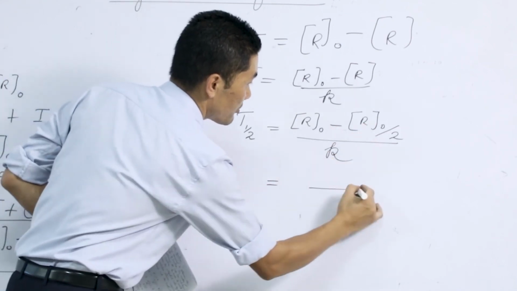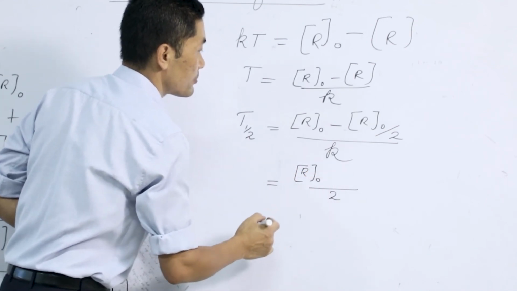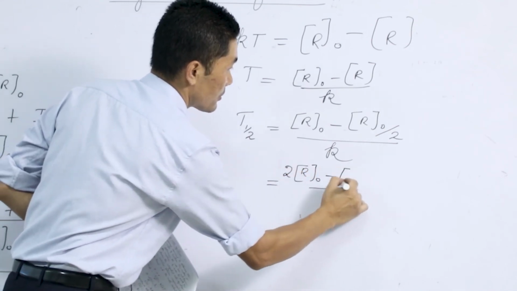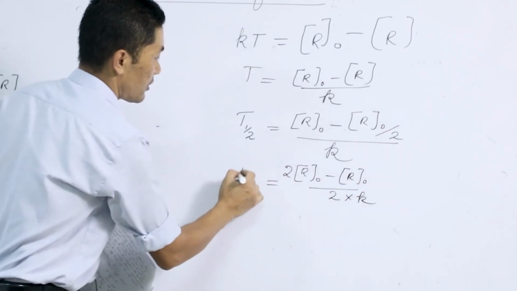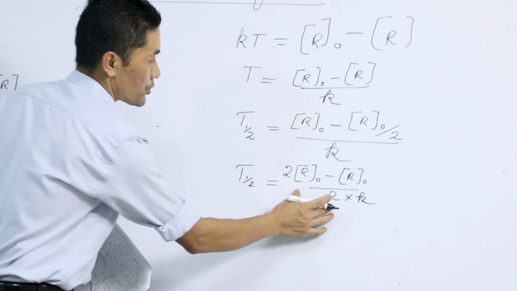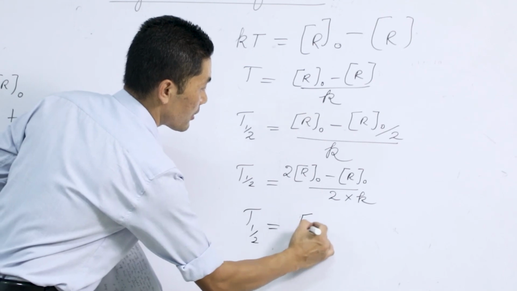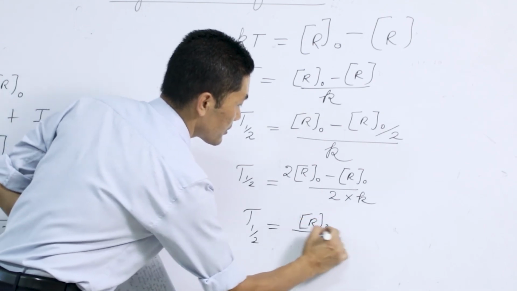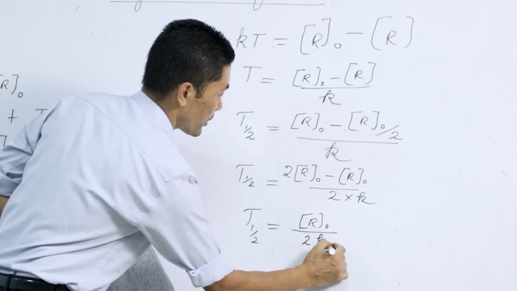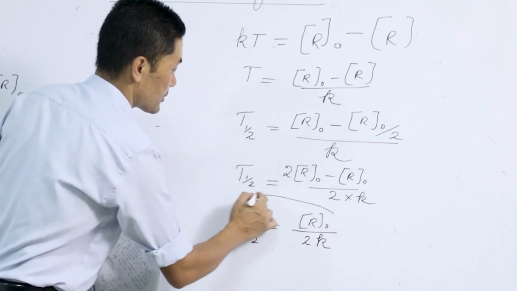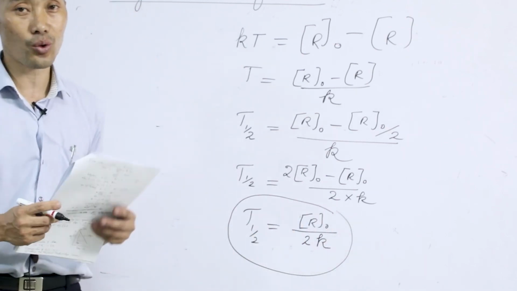So on simplifying this, half-life will be equal to R naught divided by 2K. This is the relation that we can use for calculating the half-life period of a zero-order reaction.